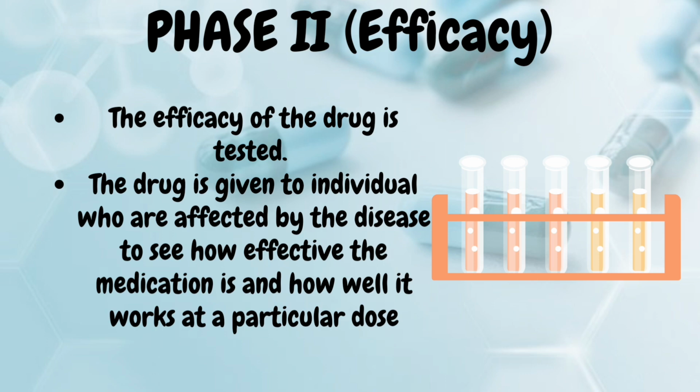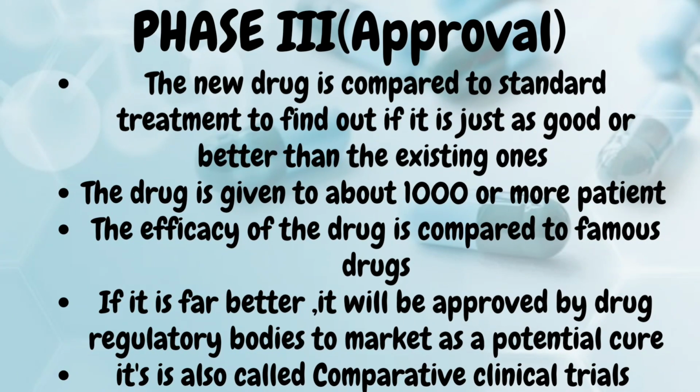Phase 3, approval. The new drug is compared to standard treatment to find out if it is just as good or better than the existing ones. The drug is given to about 1,000 patients to obtain a better result. The efficacy of the drug is compared to famous drugs that already exist. If it is better, it will be approved by drug regulatory bodies to the market as a potential cure.